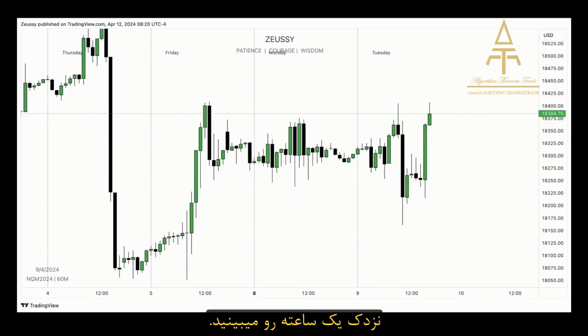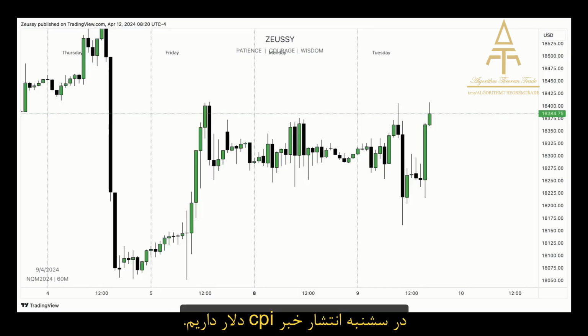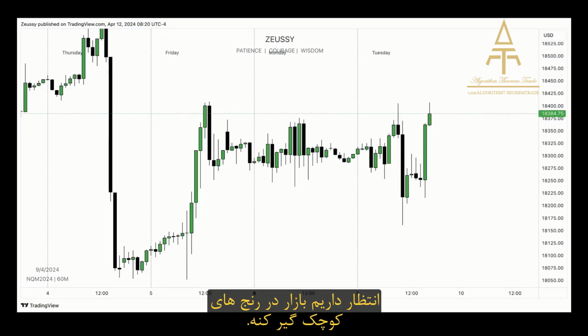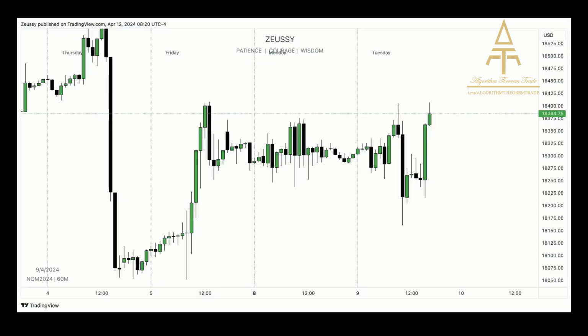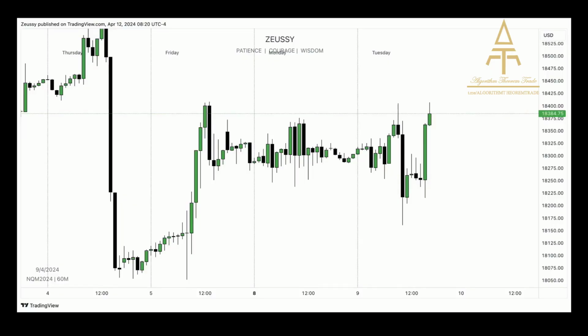Here we are on the hourly chart of the Nasdaq. And what we can see is that we're currently on the delivery of Tuesday. Tuesday has delivered, and we're going to take a look at Monday and Tuesday. We know that on Wednesday, in the middle of the week, there was a CPI release for the dollar. What could we potentially anticipate in advance of CPI? What we can anticipate is that the markets are going to be held inside of tight ranges, because liquidity can get engineered that way that can be utilized to draw towards during the CPI release.